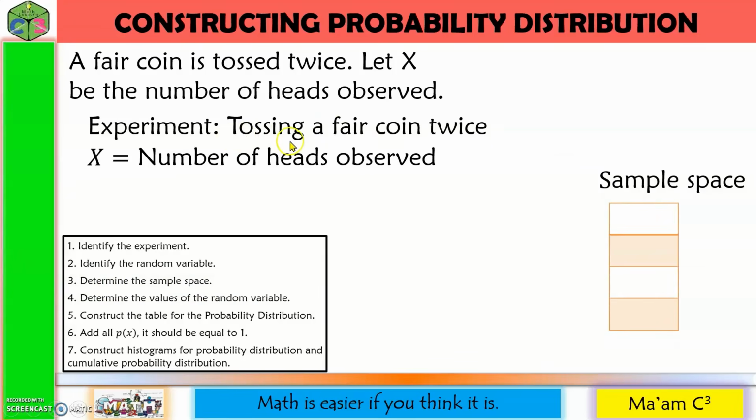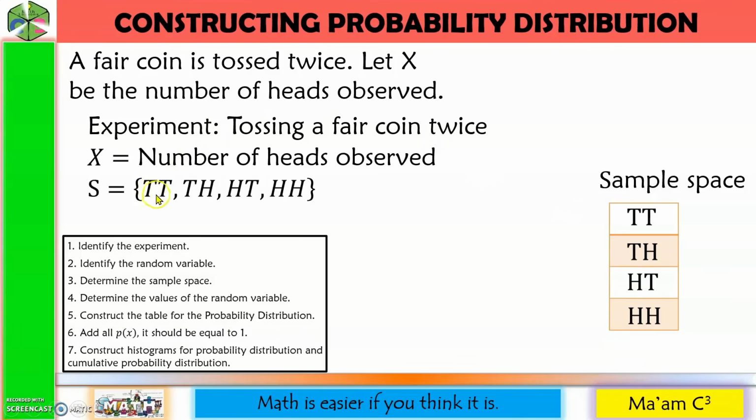Since you are going to toss the coin twice, one possible outcome is having tails followed by another tail, or tail followed by head, or head followed by tail, or both are heads. This will be our sample space: TT, TH, HT, and HH. Step 4, determine the values of the random variable. Remember, our random variable is the number of heads observed. So let us count the number of heads in each sample point.